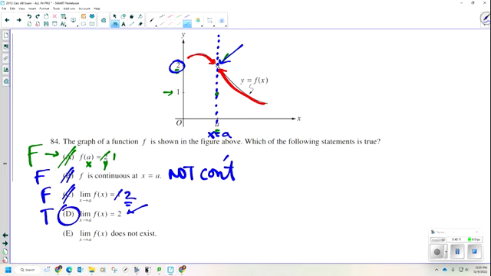And the limit as x approaches a does not exist. That is false. Just because there's a hole there doesn't mean that the limit doesn't exist. A removable discontinuity is a hole. You can absolutely have a limit there. It's 2. So choice D actually disproves choice E. So that's false as well.